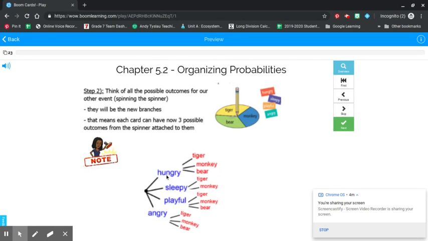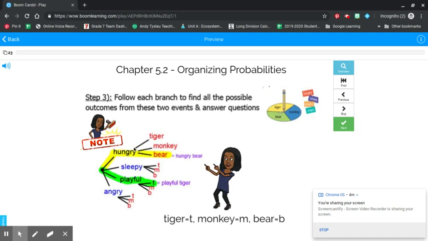So in this case, we started with hungry, then we added on tiger, monkey, bear to each of these outcomes. And then when you're trying to figure out what the different types of outcomes are, you're just following a path. So I like to think of a tree diagram as also following a path.